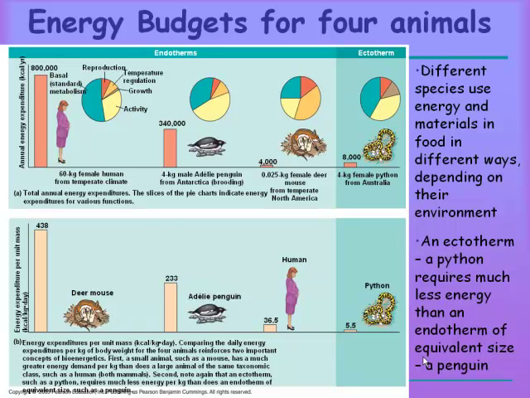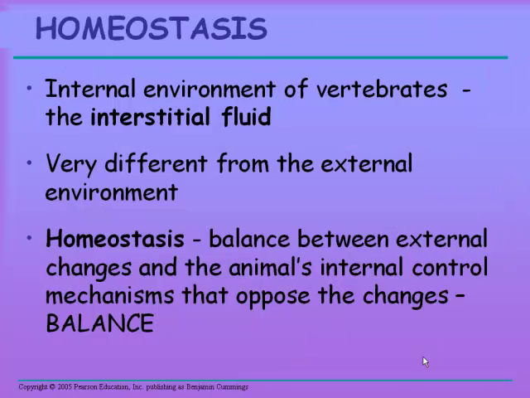So here, deer mouse, penguin, human, and python. Okay, homeostasis, I'm sure you've heard this before. The internal environment of invertebrates has interstitial fluid, so it's very different from the external environment. So homeostasis is that balance between external changes and the animal's internal controls that oppose these changes to keep everything in check.